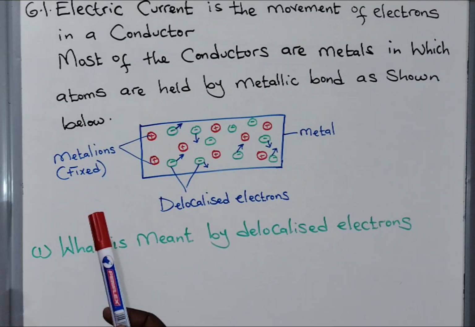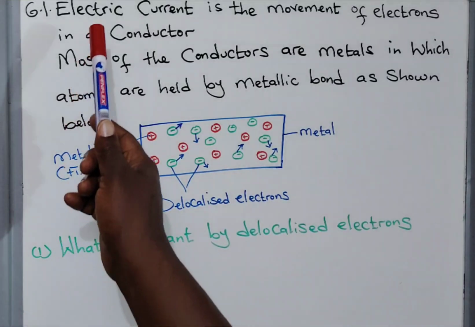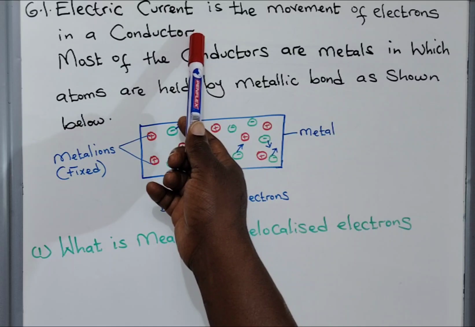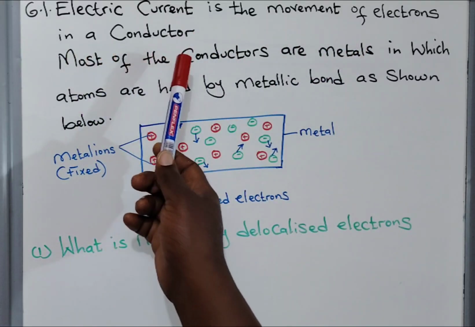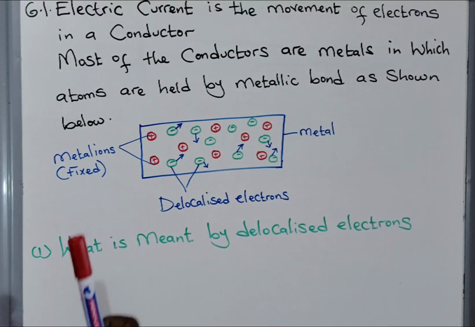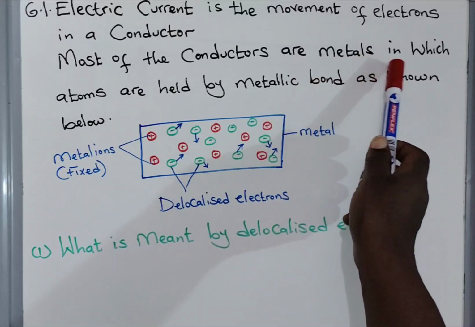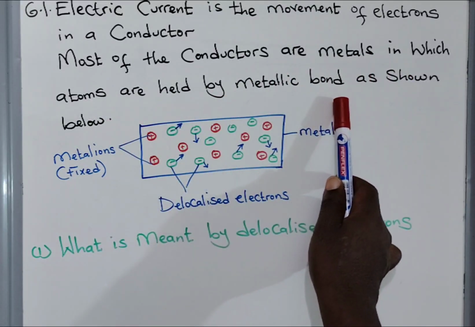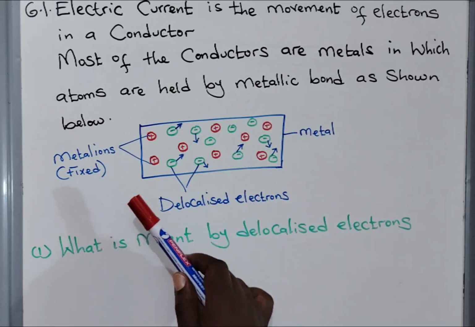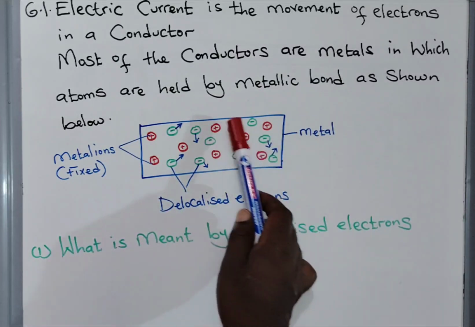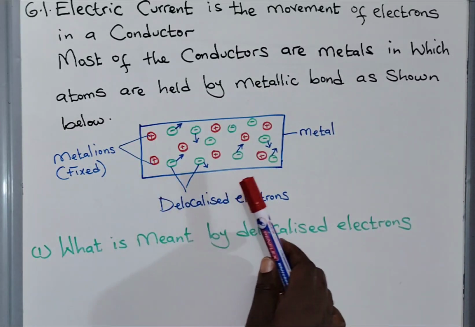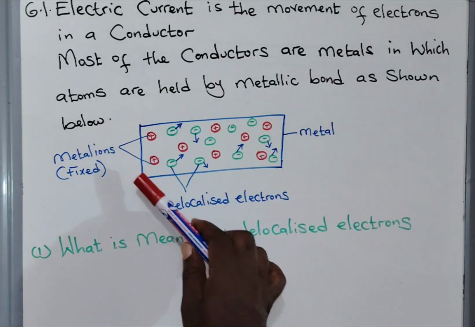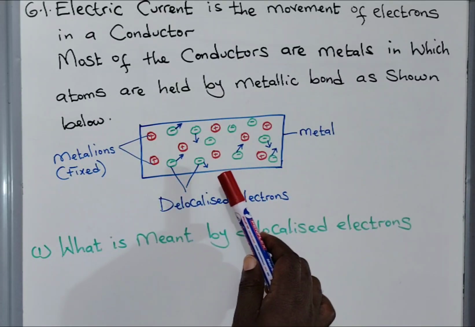Okay, today we are looking at this question. It says electric current is the movement of electrons in the conductor. Most of the conductors are metals in which atoms are held by metallic bond, as shown below. So what we are seeing here is what is inside the metal. So this is the metallic structure.